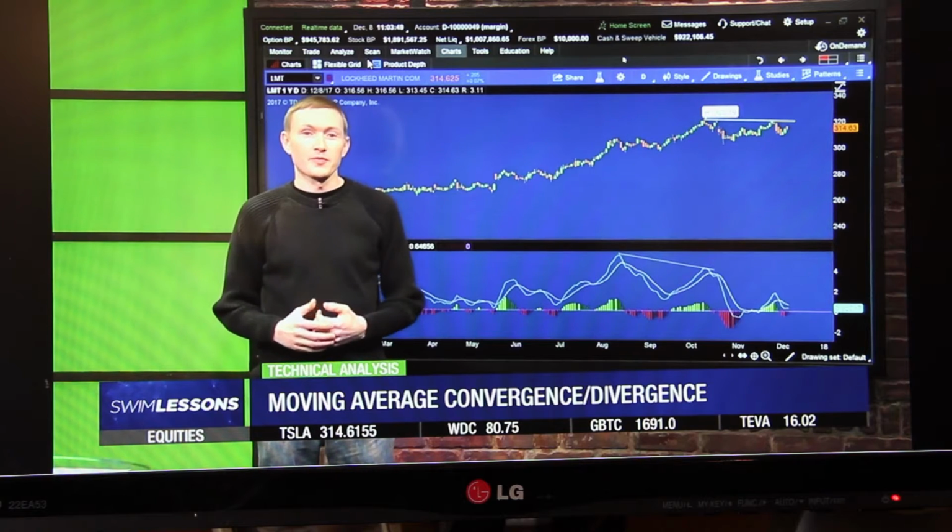So, Clint, there are a lot of similarities between the MacD and the relative strength index from yesterday, right? Compare these two. Tell me, what are the differences between these two?